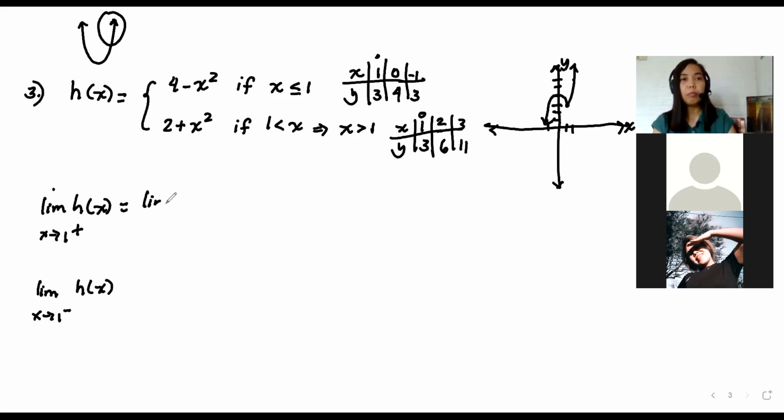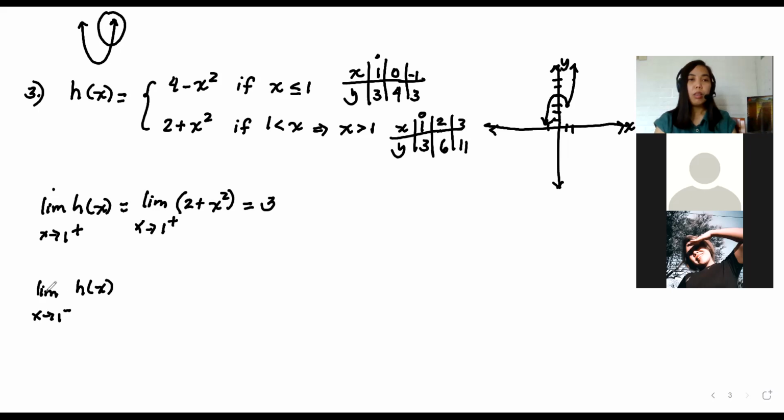So, the limit of 2 plus x squared as x approaches 1 from the right. So, this is a polynomial function. For a polynomial function, we just do direct substitution to find the limit, right? So 2 plus 1 squared. So that's 1. 2 plus 1. So the limit is 3.